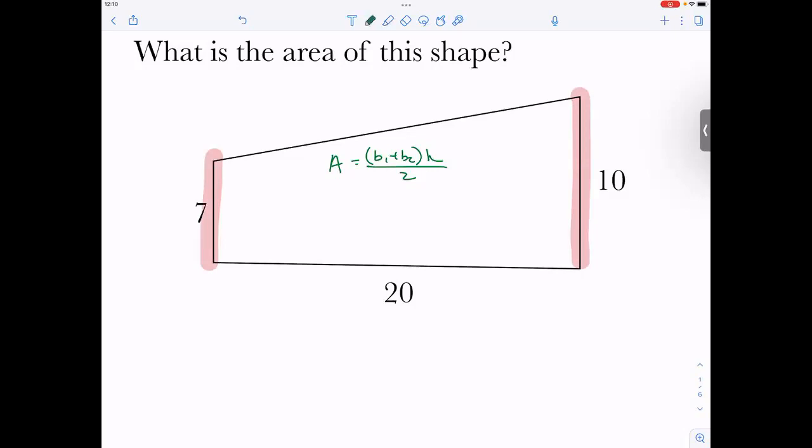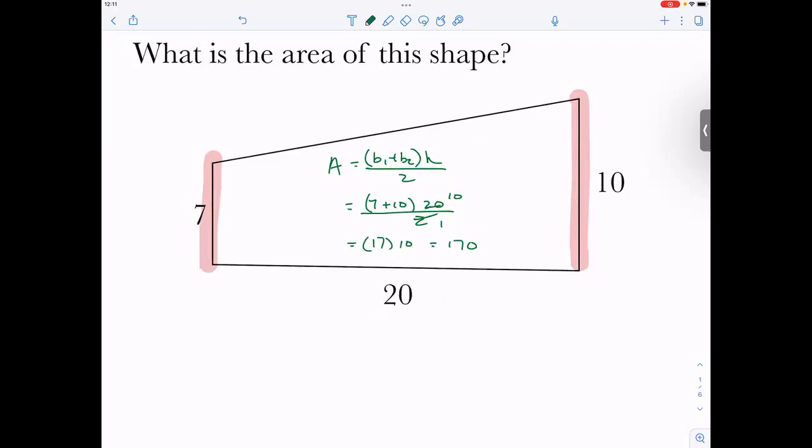So to find out the area, you just need to add the 7 plus 10 together times 20 divided by 2. So you don't need to use a calculator for this one because you have 17 times 10, because you can reduce 20 and 2. Again, you always reduce before you multiply. So you have an area of 170 units squared. Easy? Okay.